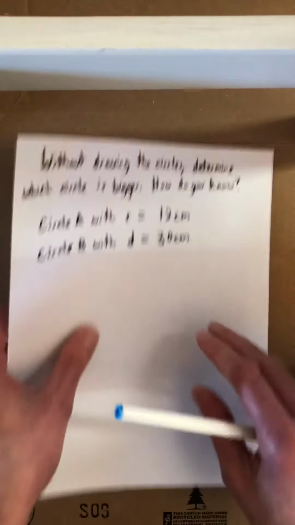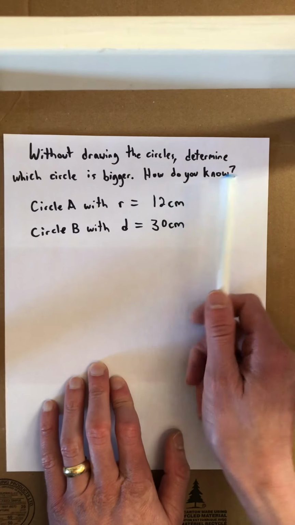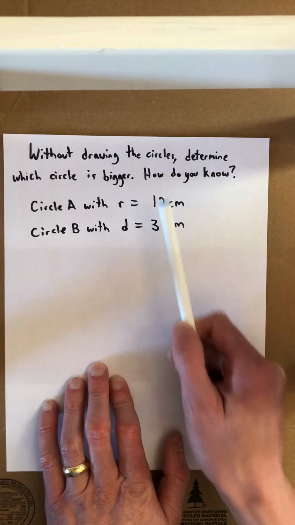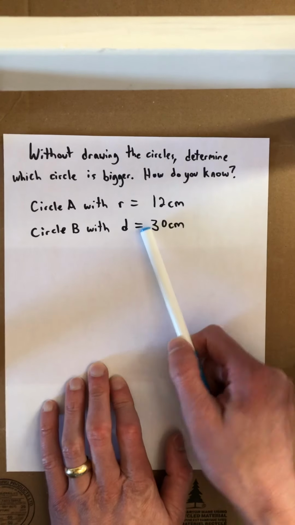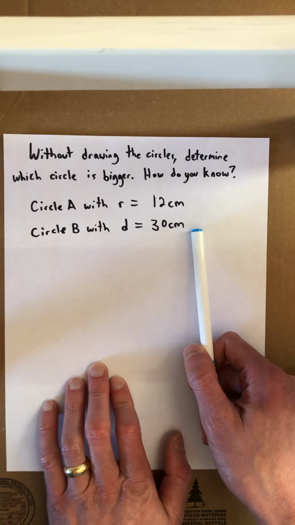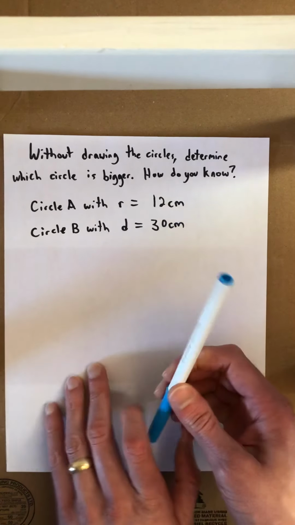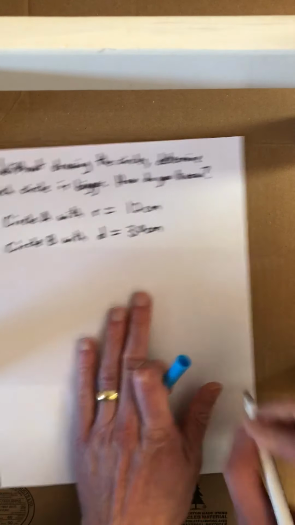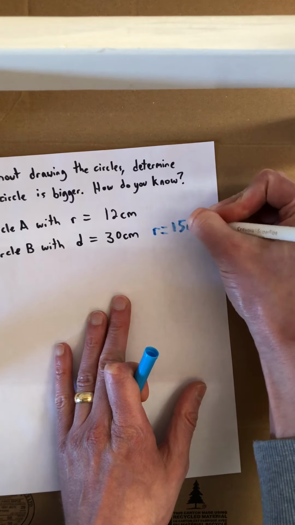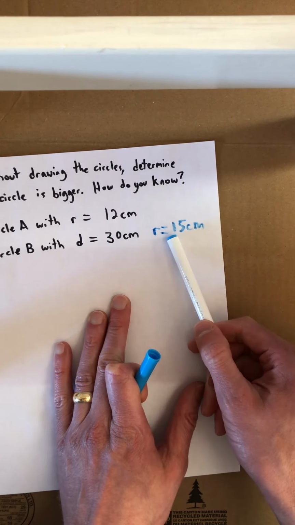One final question that you might come across will look something like this. Without drawing the circles, find out which circle is bigger, explain how you know. Circle A, you have a radius, circle B, you have a diameter. In order to compare these two, we have to have the same kind of thing. So either we need to have a radius for both of them or a diameter for both of them. You could do it either way, but let's say that maybe I want to take this diameter and find out what the radius is. Half of 30 is 15. So this one has a radius of 12, this one has a radius of 15.